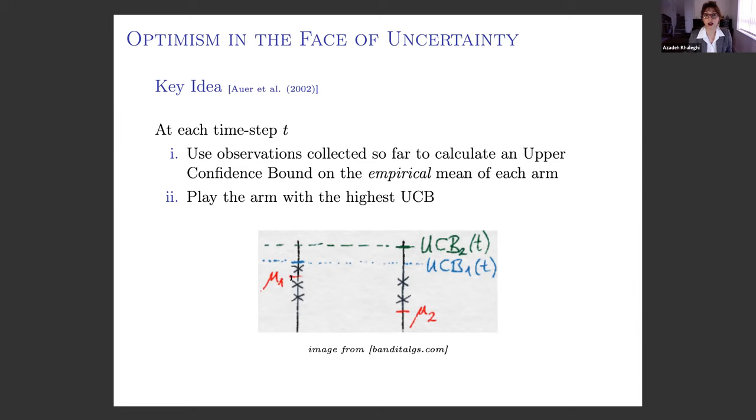So as part of my exploration, I will collect samples. And as I collect samples, I calculate an empirical estimate of the mean mu1 and mu2. So in this example, I have two samples from arm two. So these two will help me generate an empirical estimate of mu2. And as part of that, I will also end up with an upper confidence bound around the mean, which is this green line right here, right? And this strategy is quite simple. It's select the arm with the highest upper confidence bound.